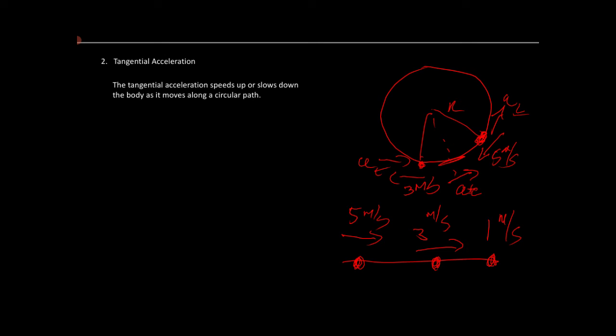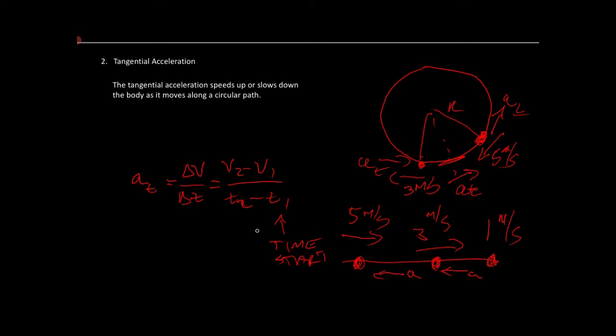So that AT is just slowing you down, just like your acceleration over here is slowing you down. Right? And so that's all that's happening. So that means our tangential acceleration, AT, has the same definition. It's just change in speed over time, which means it's v2 minus v1 over t2 minus t1, right? So this is the time where we start. This is the time where we end. So we're measuring over a particular time interval, like t1, t2.